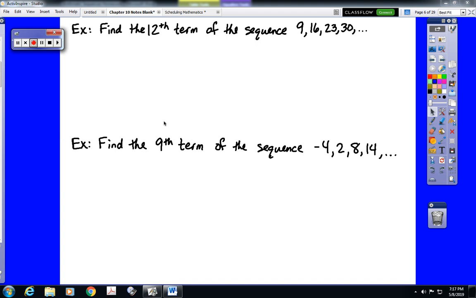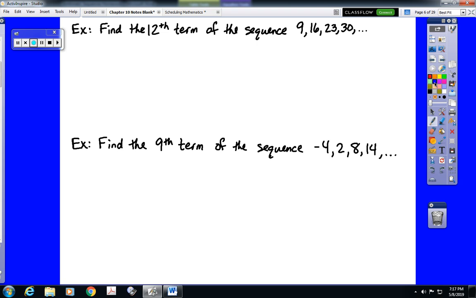This is the short third video in the Chapter 10 Ghost Lessons. This will be covering how to find the xth term of an arithmetic sequence. So if we look here, we've got two solid examples that we are going to carry out. First off, we're asked to find the 12th term of the sequence 9, 16, 23, 30, etc.